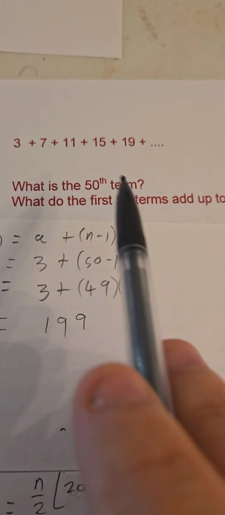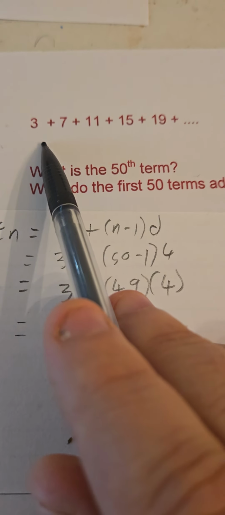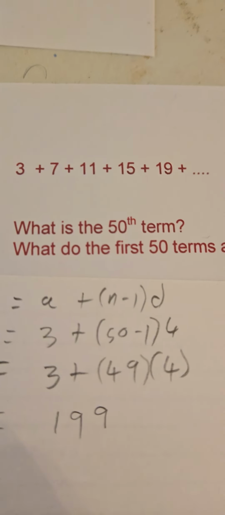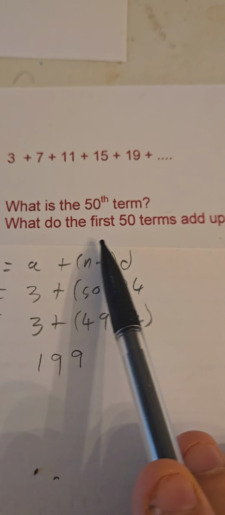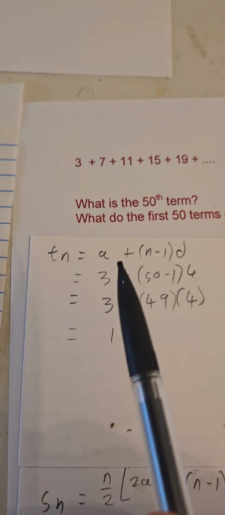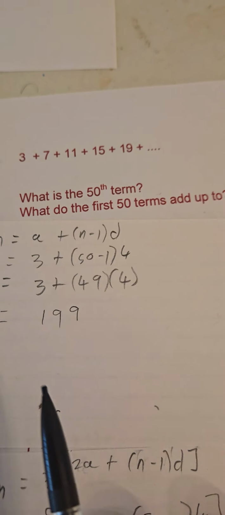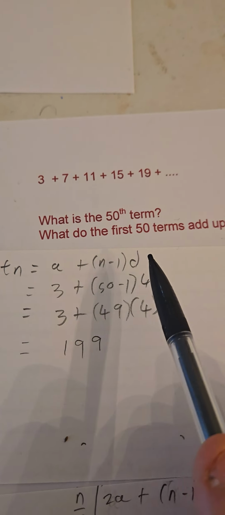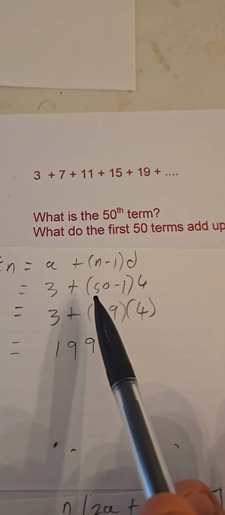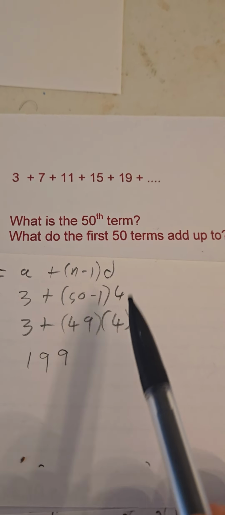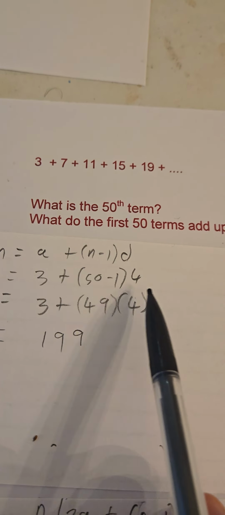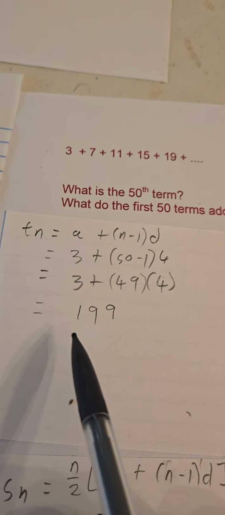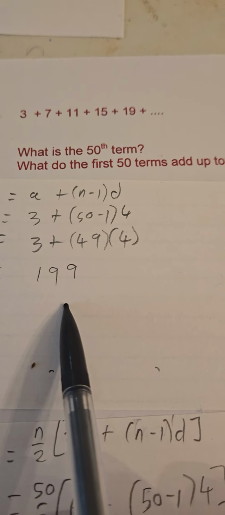So what I'm going to do here, I've got a question I made up. We have an arithmetic series, 3 plus 7 plus 11 plus 15 plus 19. What is the 50th term? What do the first 50 terms add up to? We learned this formula before in lesson 1, a plus n minus 1d: 3 plus 50 minus 1 times 4, because I realized d equals 4. And I do the arithmetic, 49 times 4, I multiply it all out, I get 199.